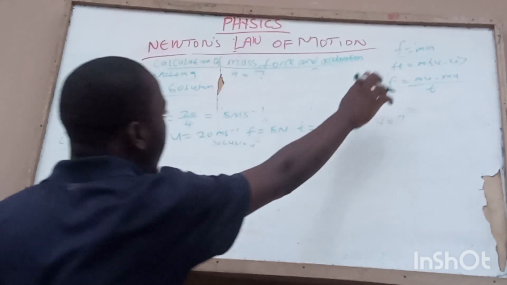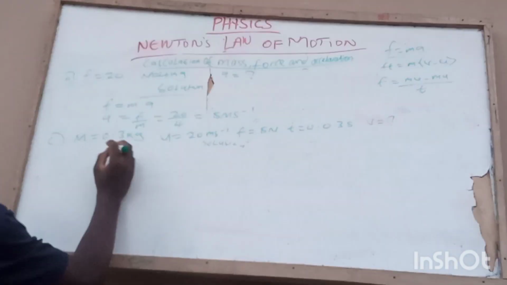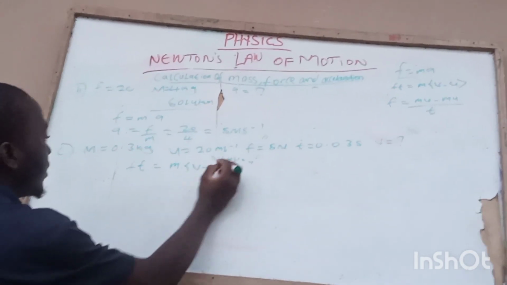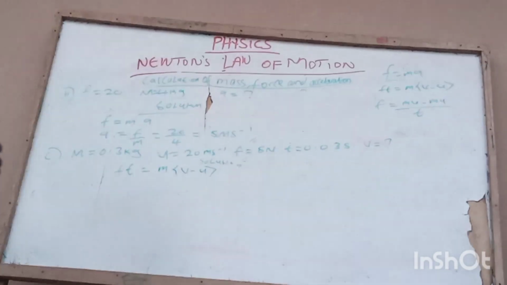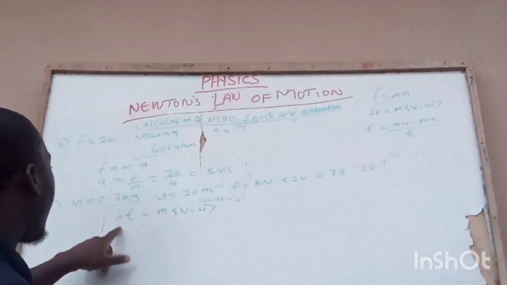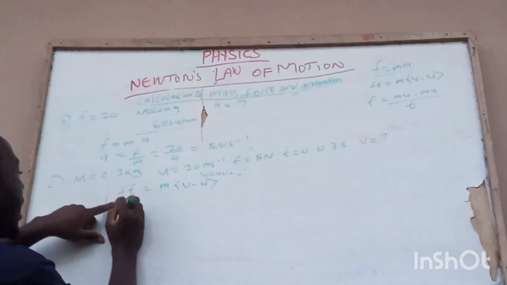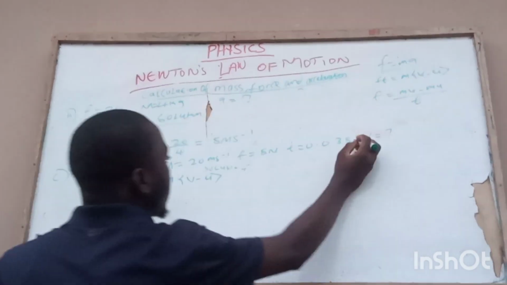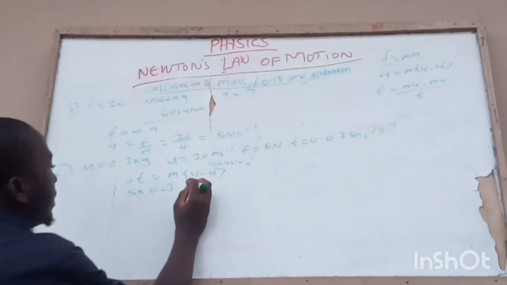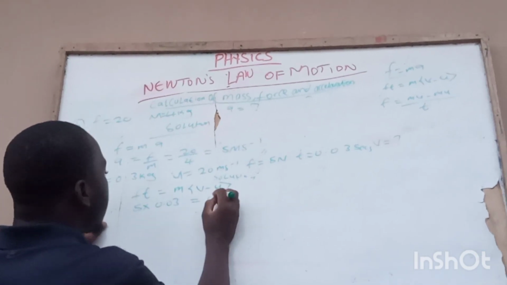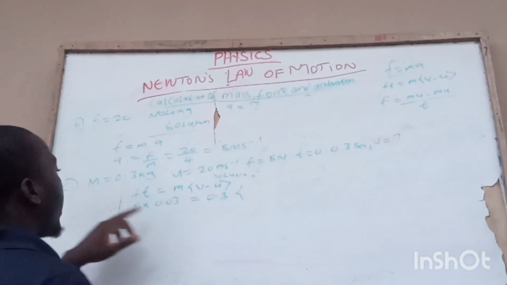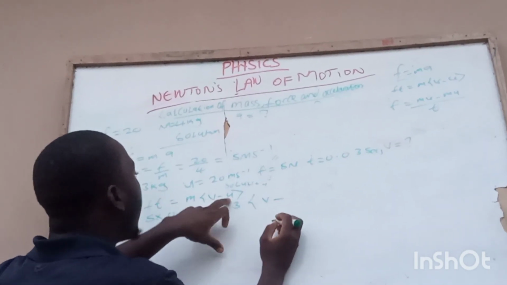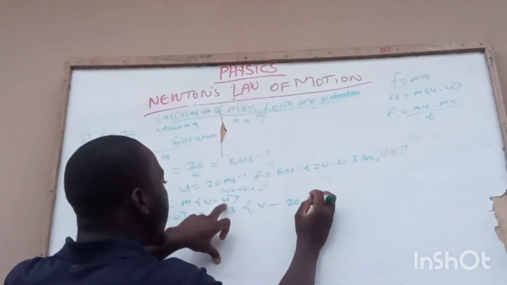So let's use this formula: Ft is equal to m(v minus u). Using this formula, we have F, 5, multiplied by the time, 0.03 seconds, is equal to our mass, which is 0.3 kg, times the bracket, v minus u, where our u is 20.